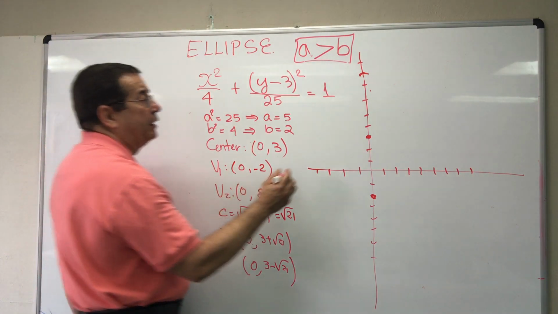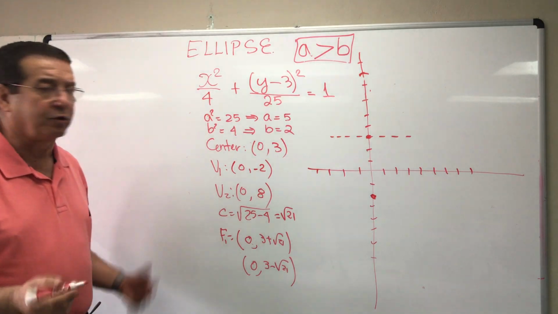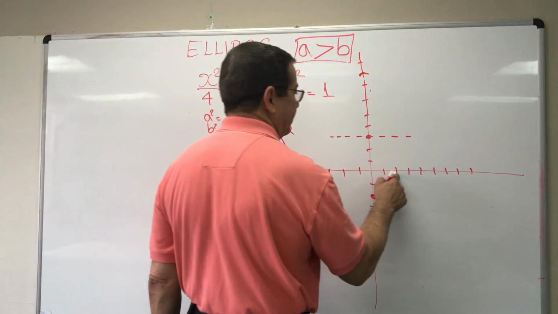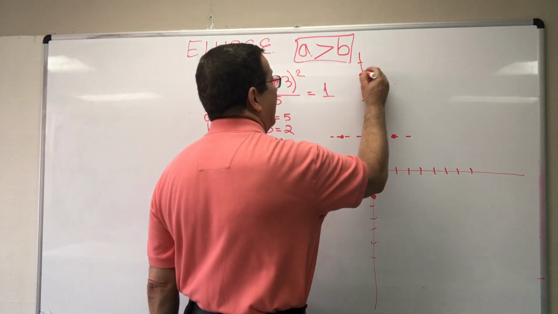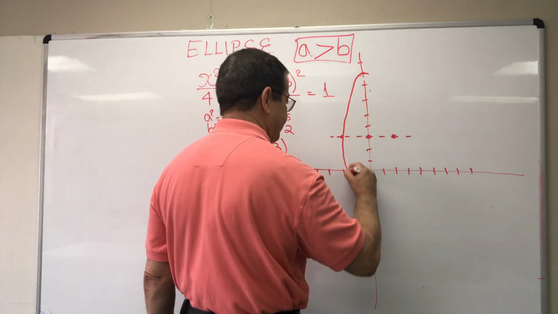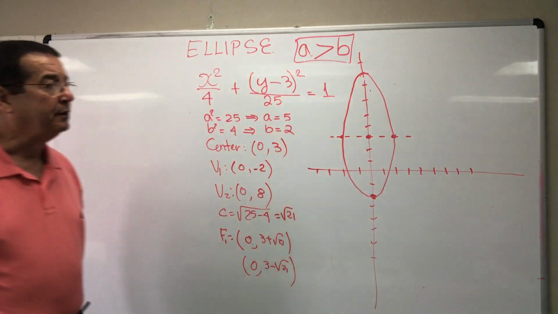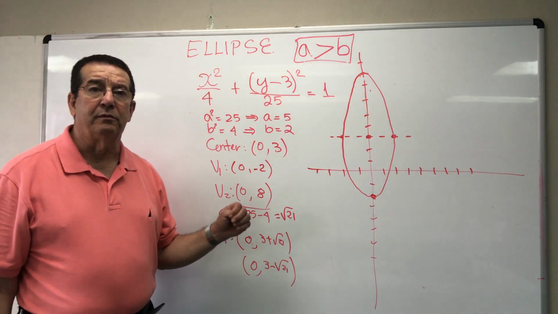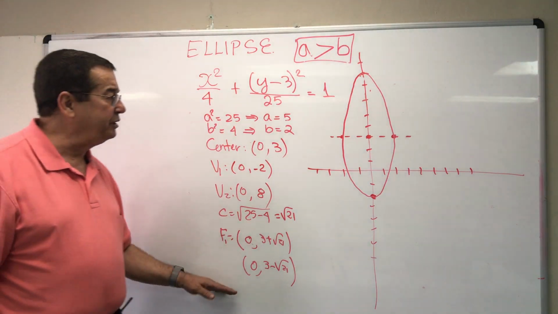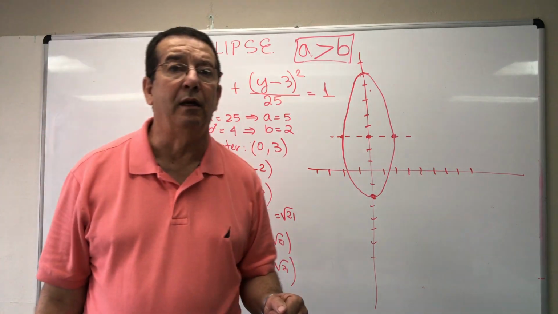And now, to move to the other way, you use b. 2 to the left, 2 to the right. 1 and 2 is here. And from this, 1 and 2 is here. And now you have the ellipse. This is the graph of the ellipse. Okay? It's very simple. Follow the example. Follow the steps. Using this example, I give you everything to find the solution of the problem.